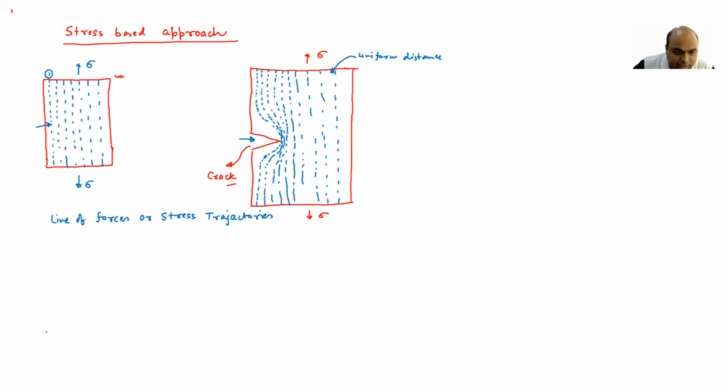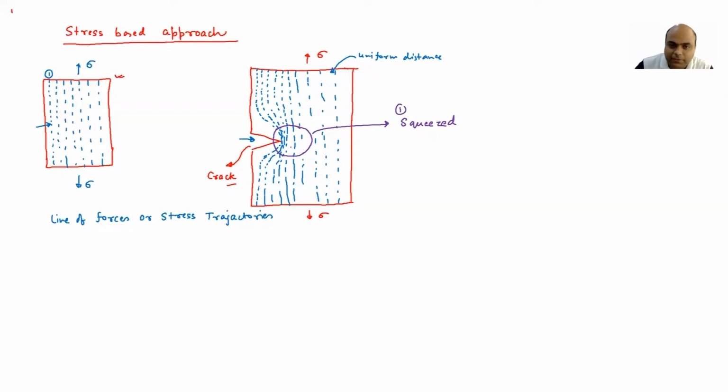And what you see here is that all these lines of force have been squeezed in this particular area, isn't it? Right? Because the crack cannot sustain the load or the stress trajectory. They are going to bend in front of the crack tip. So there is a squeezed region. So this is observation number 1: that the lines of force are squeezed.